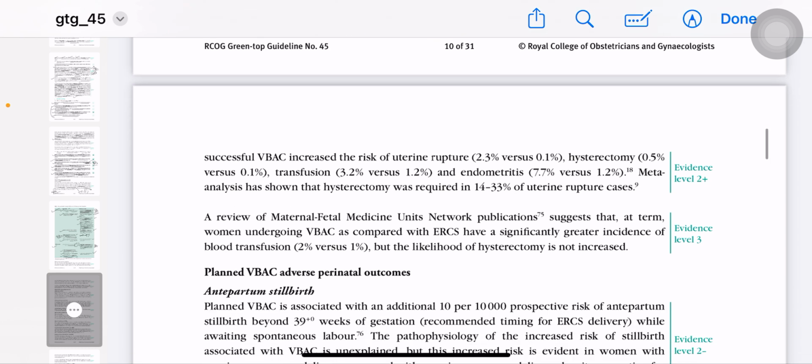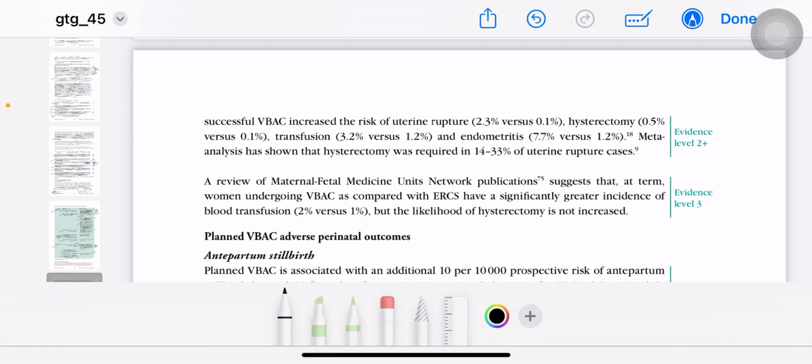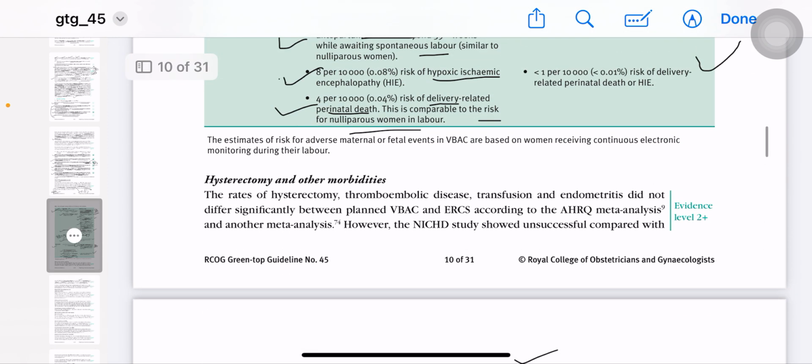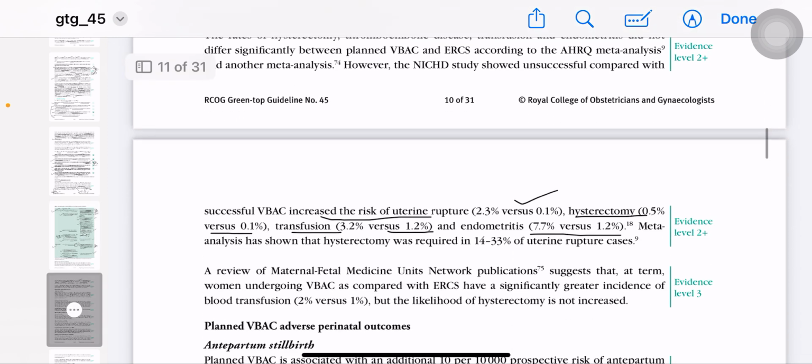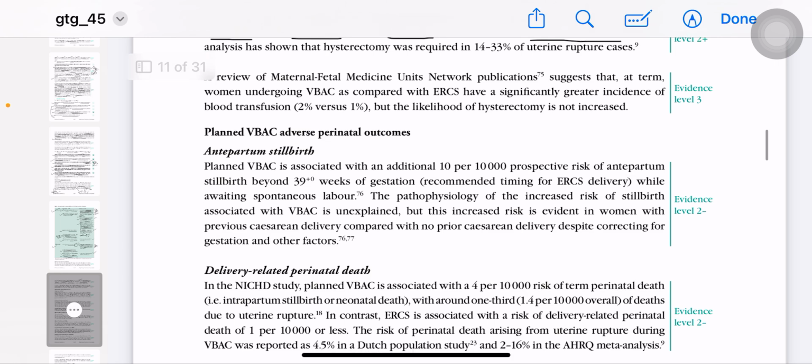And what about the hysterectomy? Compared with successful VBAC, failed VBAC increases the risk: rupture 2.3 versus 0.1%, hysterectomy 0.5 versus 0.1%, transfusion 3.2 versus 1.2%, and endometritis 7.7 versus 1.2%. So these are the risks of hysterectomy and other morbidities.